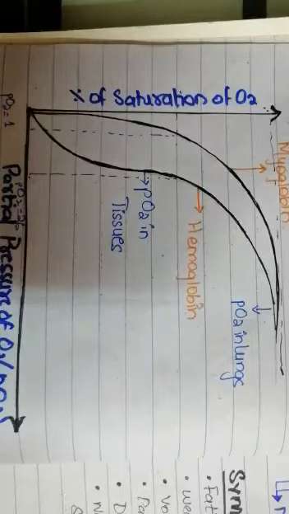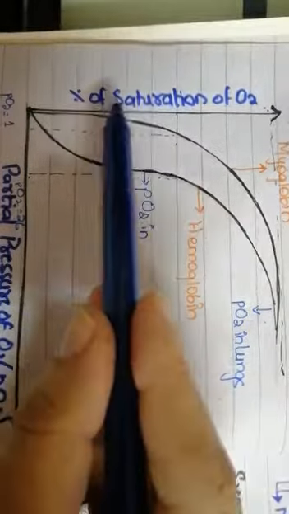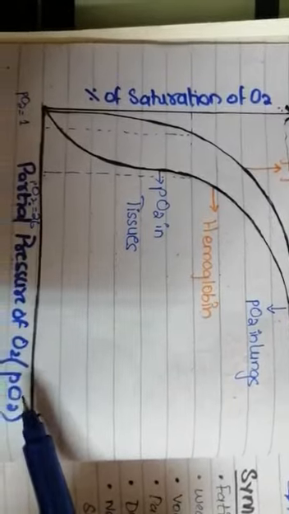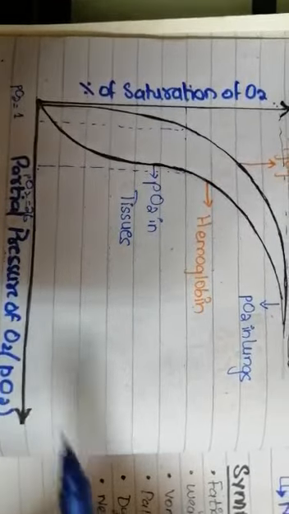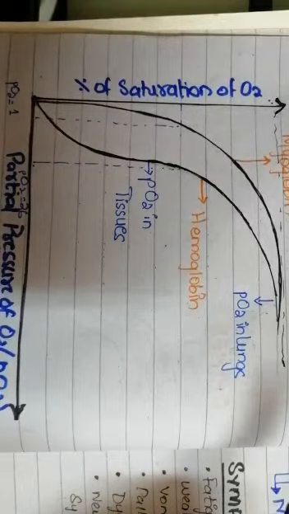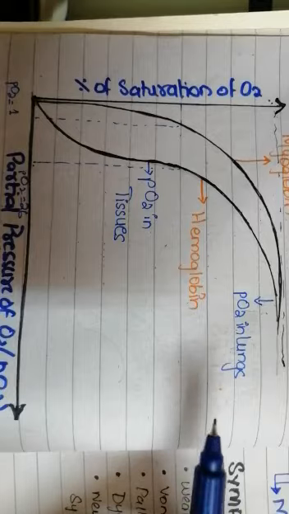Now here you can see I have drawn a diagram of the oxygen dissociation curve. So what is the oxygen dissociation curve? It is a curve plotted with the percentage saturation of oxygen on the y-axis, and on the x-axis we plot the partial pressure of oxygen, PO2. So what is the curve showing? That the oxygen is dissociating at a rate in the hemoglobin or the myoglobin.